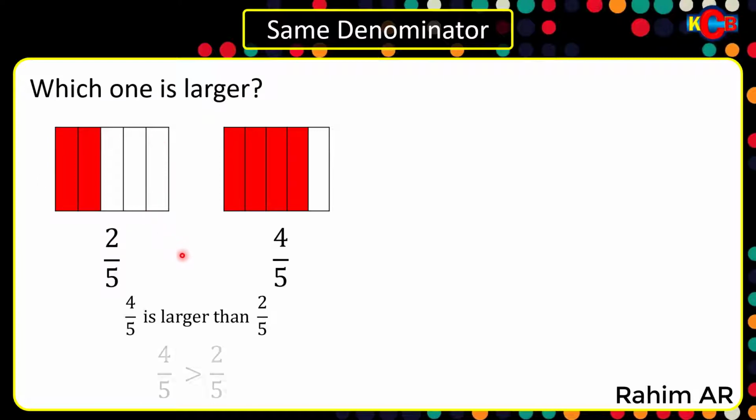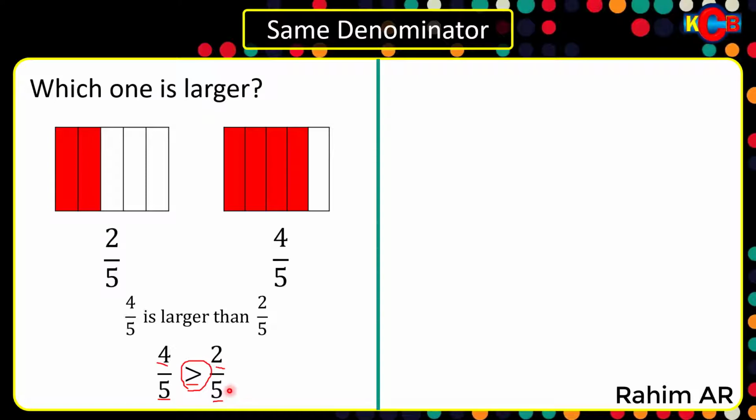Thus, 4/5 is larger than 2/5. This is the symbol for larger than. It looks like an arrow pointing to the right. So, this is the symbol for larger than. 4/5 is larger than 2/5.